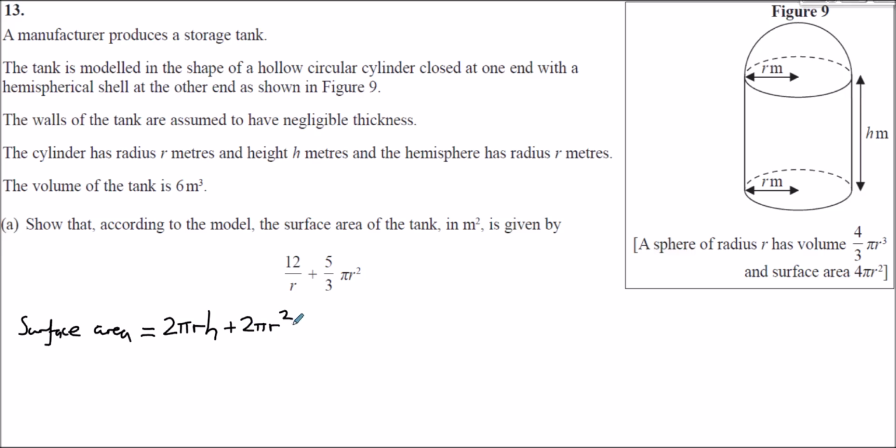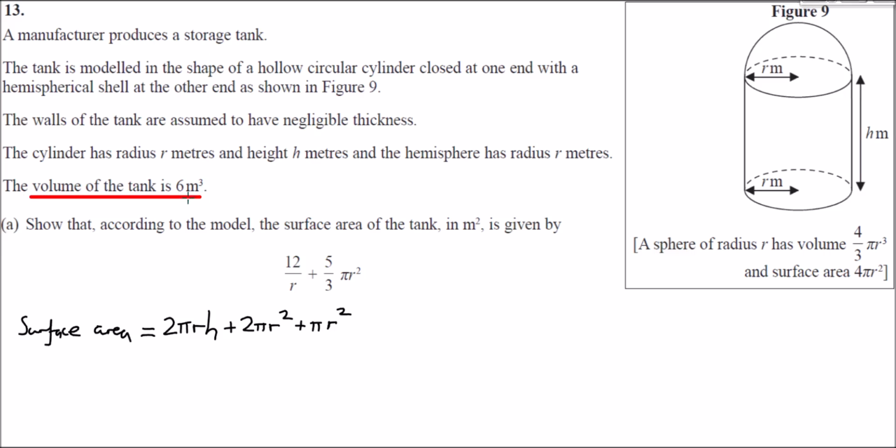And finally, there's also a circular base. This will just have an area of pi r squared. But we're also told that the volume is 6. So the volume of this tank is 6.